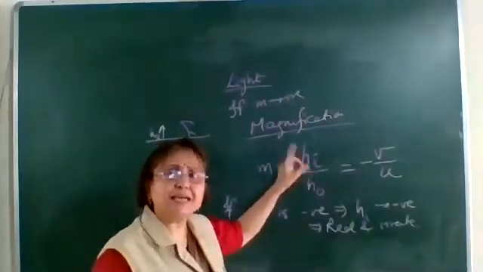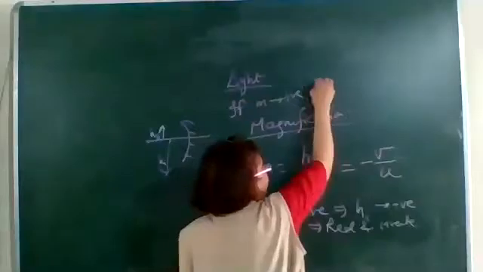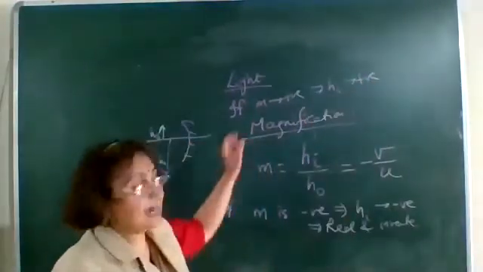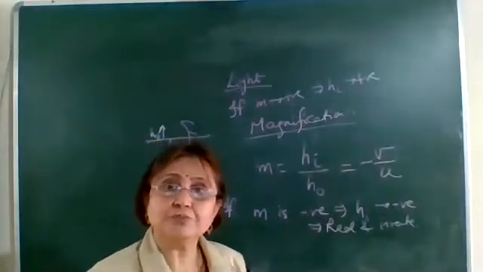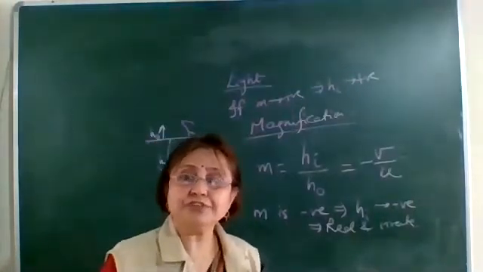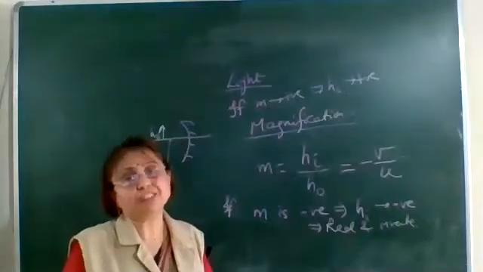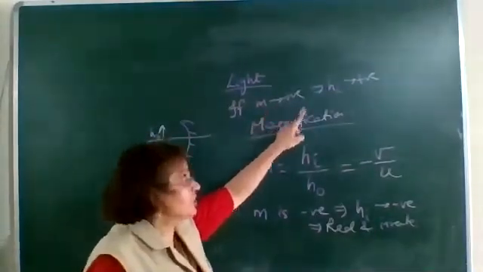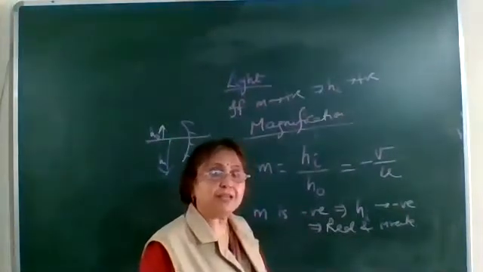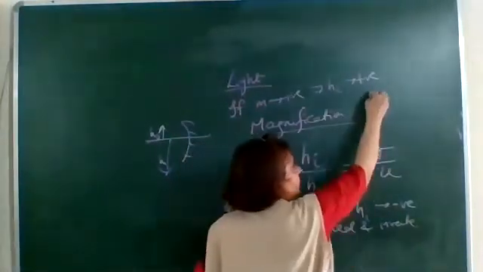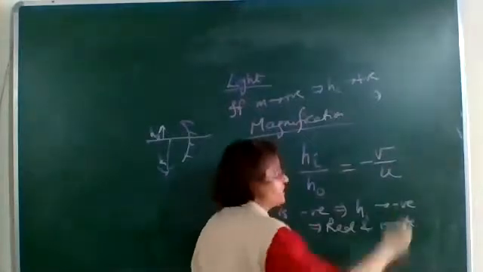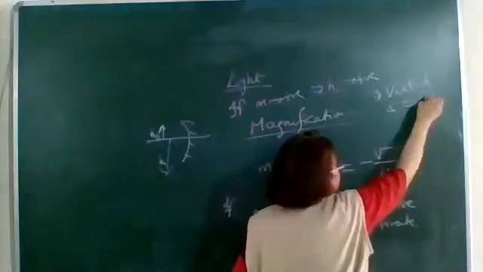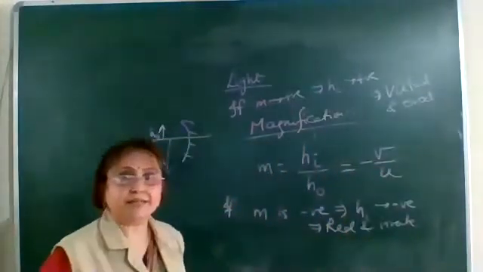Ho is positive, it means Hi is also positive. If magnification is positive, it means height of the image is positive. Height positive means it is formed above the principal axis. So here the image is formed above the principal axis. Which images are formed above the principal axis? It means the image is virtual and erect. This shows that the image is virtual and erect.